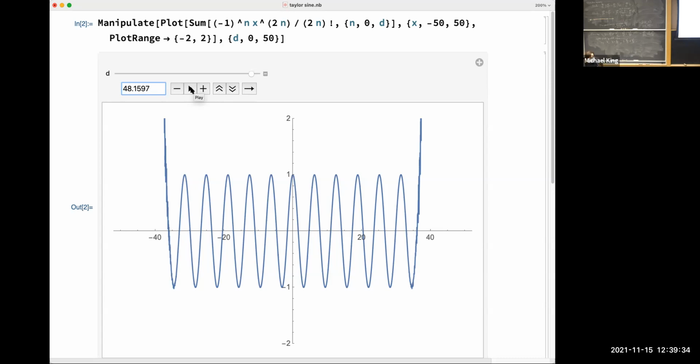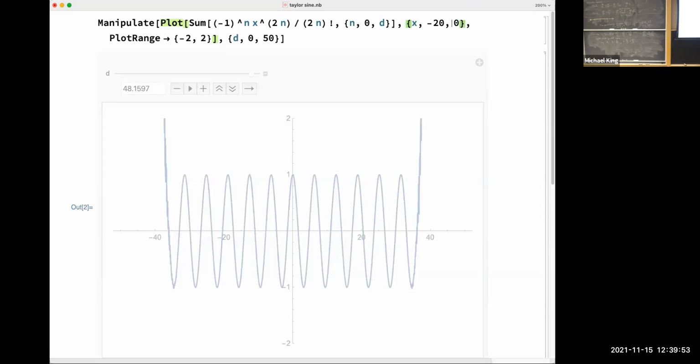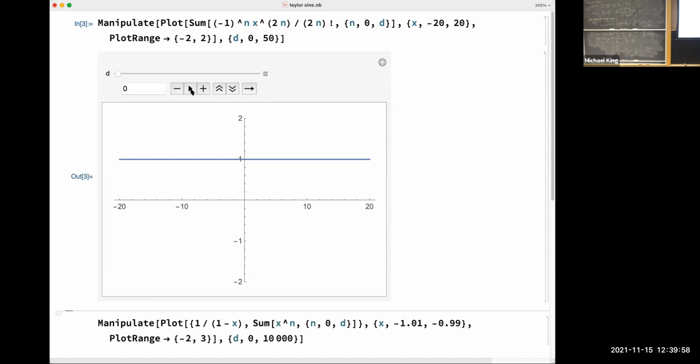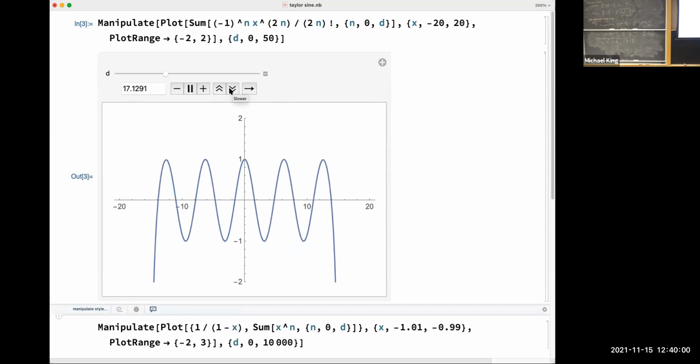What? It looks like cosine, doesn't it? Sine would go through the origin. This looks like cosine. Maybe I should do like negative 20 to 20 or something. Isn't it really stitching together and making cosine? Sort of looks like cosine.